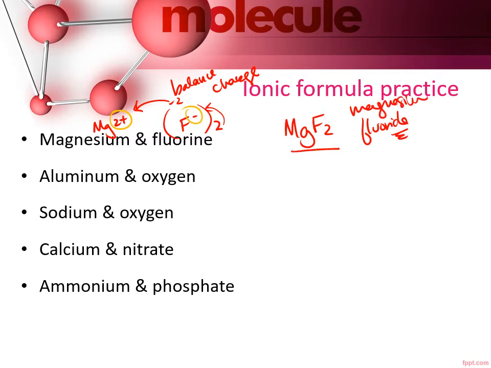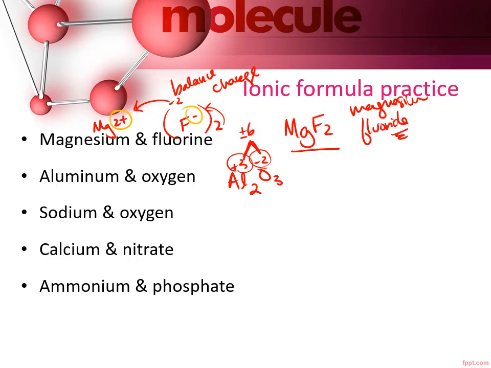The formula is MgF2. Let's do the same thing for aluminum and oxygen. Aluminum has a +3 charge. Oxygen has a -2 charge. The least common multiple of 3 and 2 is 6. So if I have 2 aluminums, 2 times +3 is +6, and then 3 times -2 is -6, and that balances out.